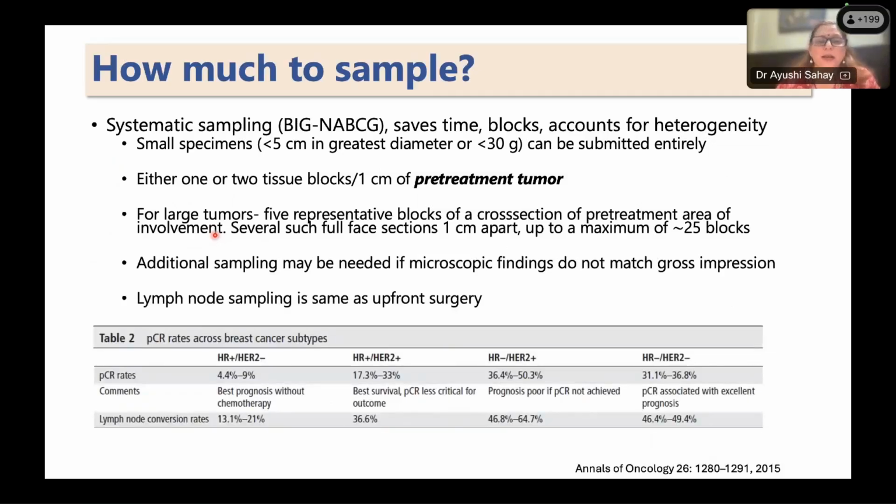And how much to sample? Now, as per the big NSBCG, you do what is known as systematic sampling. This saves time, blocks, and it accounts for heterogeneity.